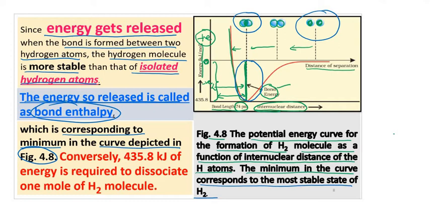And at the same time, conversely, I want to say that 435.8 kilojoules of energy is required to dissociate 1 mole of hydrogen molecule. It means that if I want to break that hydrogen molecule, that much energy is required to dissociate 1 mole of hydrogen molecules.